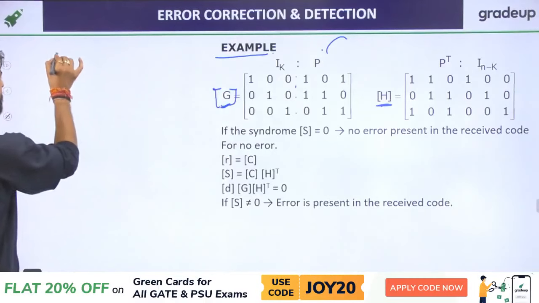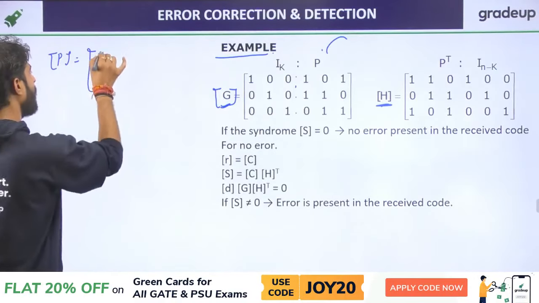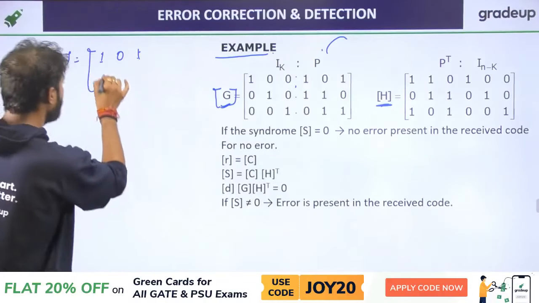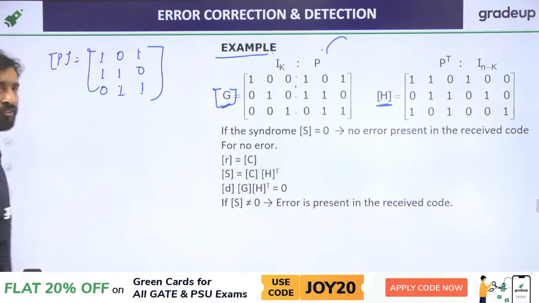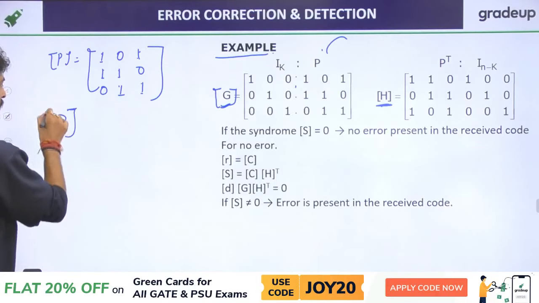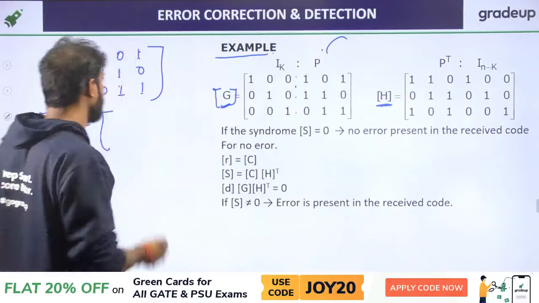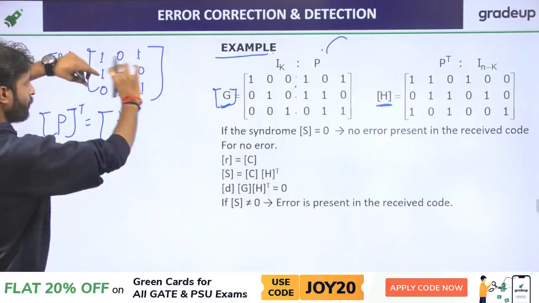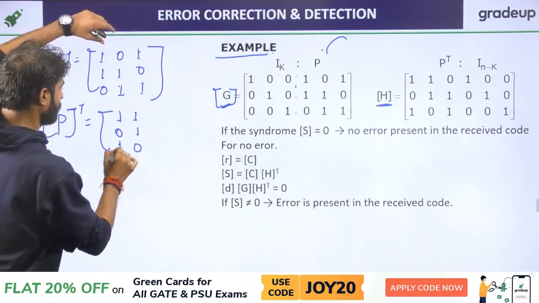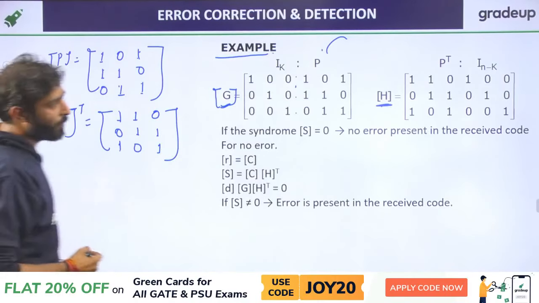If you want to form the parity matrix, then what is the parity matrix? I am writing 101, 110, 011. It is a parity matrix. Now just transpose that parity matrix. If you transpose it, you make rows into columns and columns into rows, and you will get the transposed parity matrix, like this.